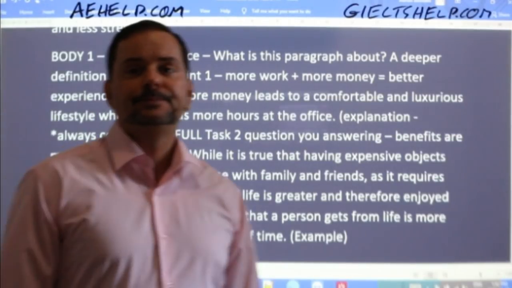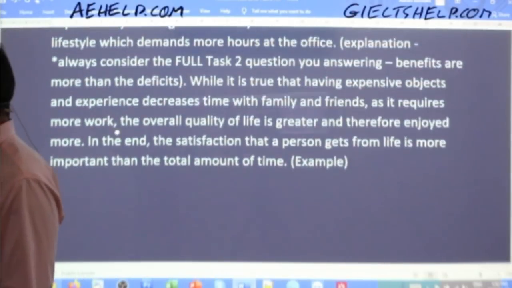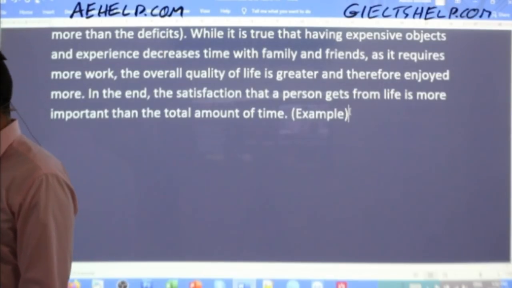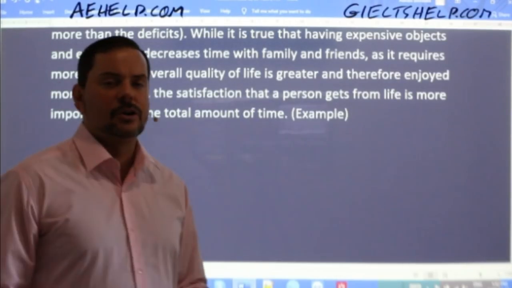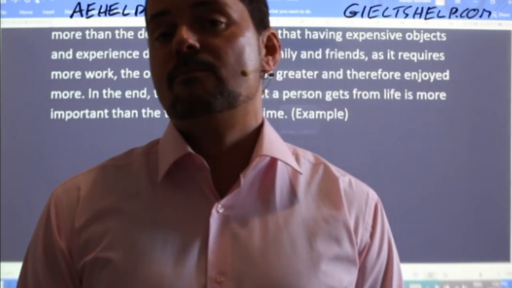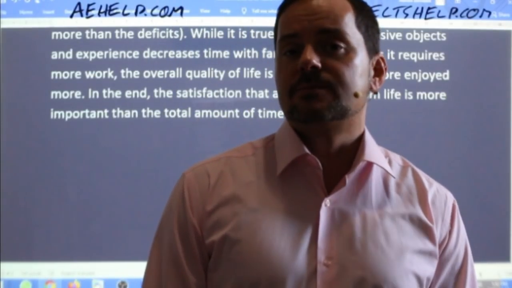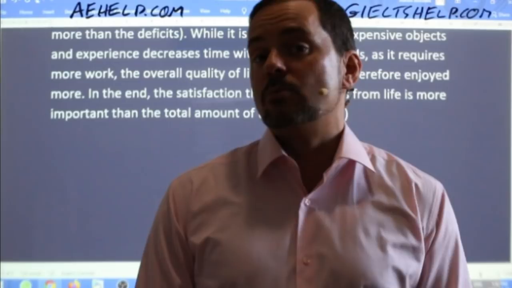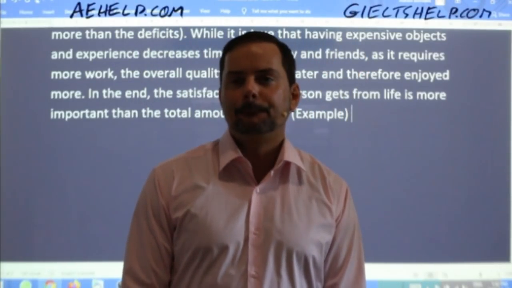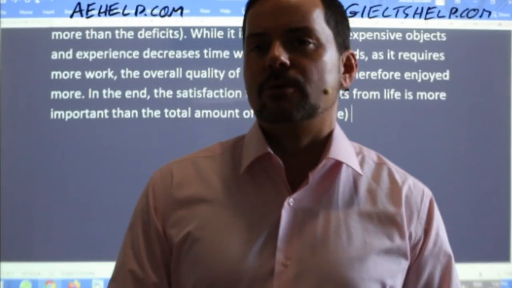Okay. All right. Now, what would be a good example of that? So, what do you think would be a good example to show my reader that I think the advantage of working more to get better experiences or better objects in life is more valuable than having more time with friends and family? What do you think could be a good example for that? Don't write the sentence, just tell me. What would be a good example?